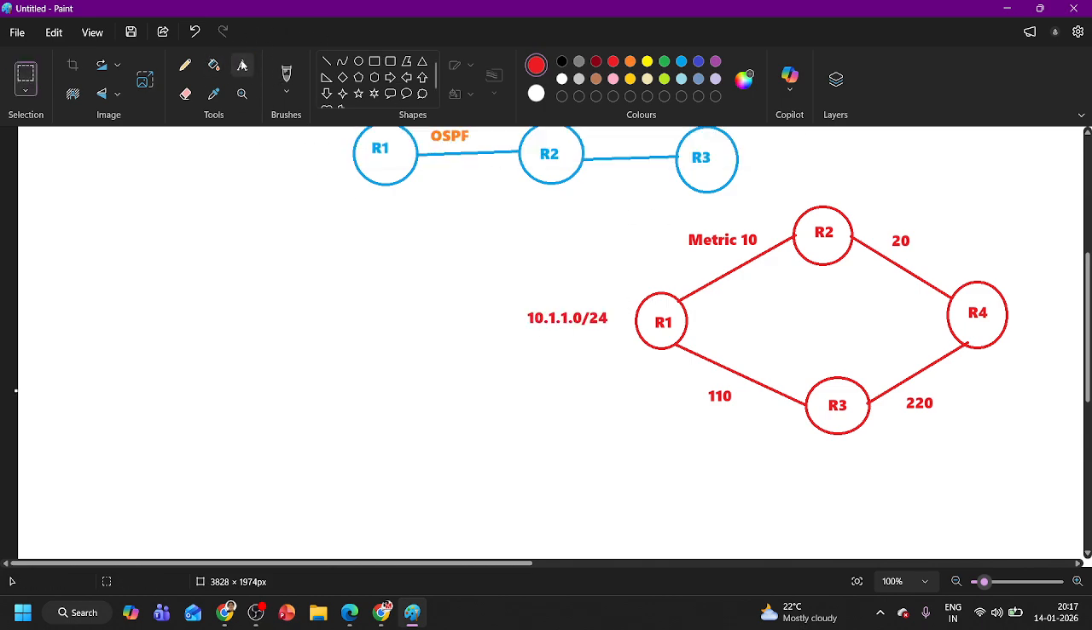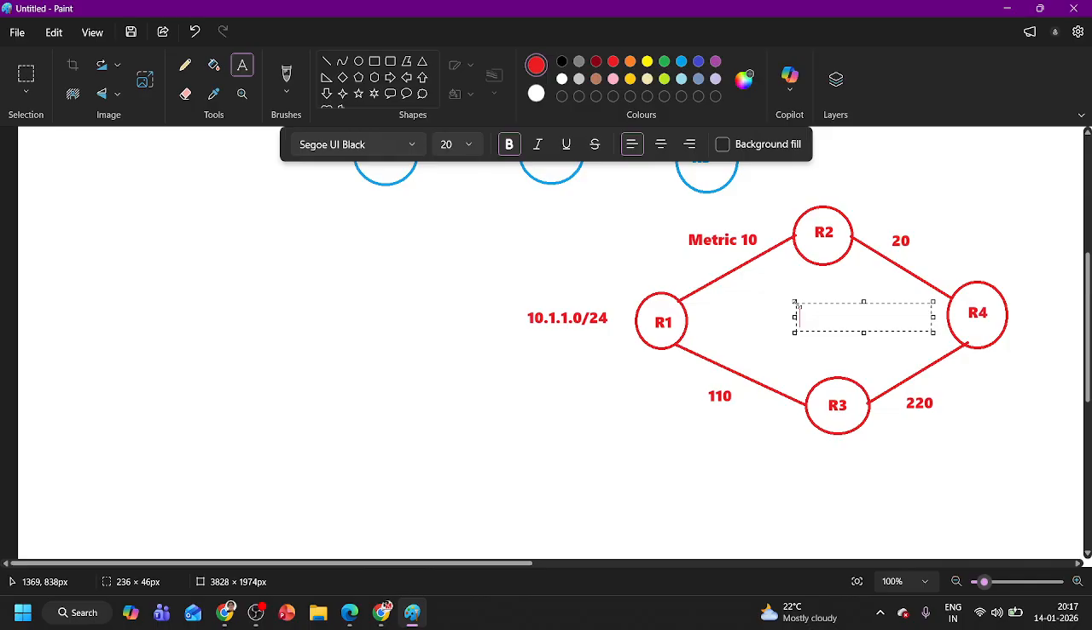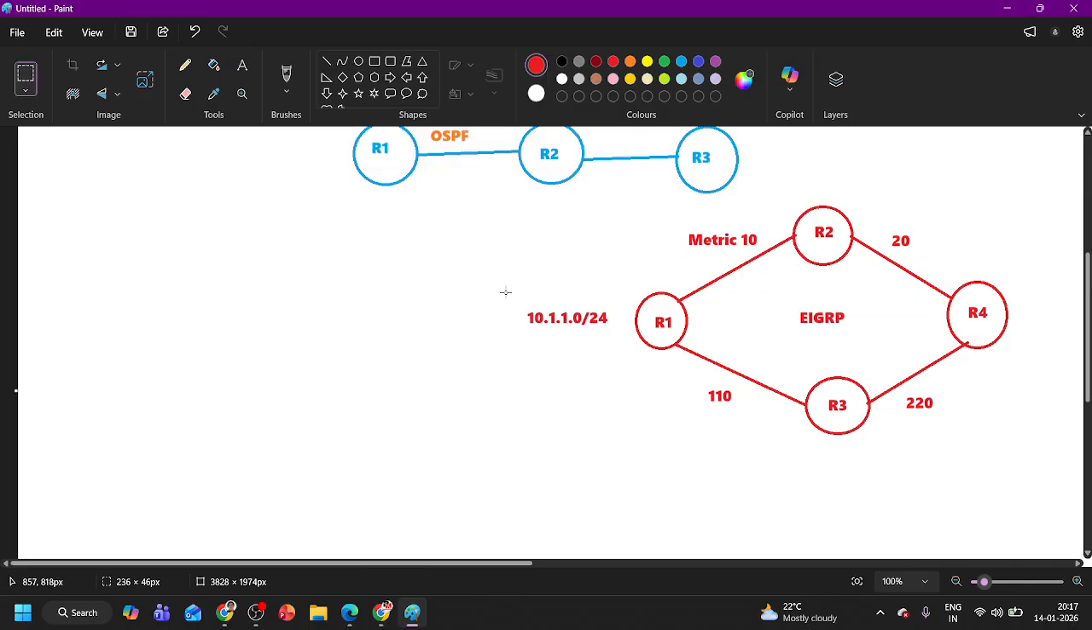If I am running the EIGRP routing protocol here, my routing protocol is distance vector or advanced distance vector. In that case, R1 is going to advertise this prefix to its neighbors, router number 2 and router number 3. Router 2 is going to learn it via router number 1. Router 3 is also going to learn it via router number 1, and then both router 2 and router 3 will advertise it to router number 4. Router 4 will learn this prefix from router number 2 as well as from router number 3.